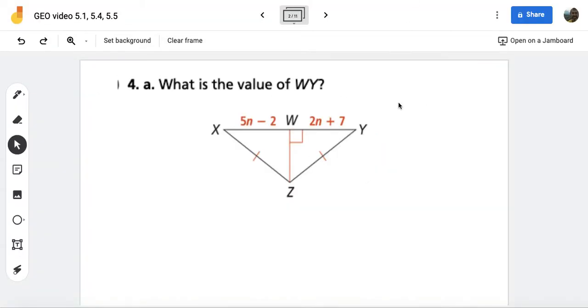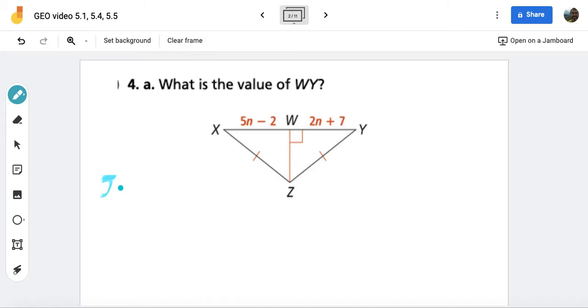I'm going to do it right here. This is a similar situation. We have an isosceles triangle with a perpendicular segment here. So we know for an isosceles triangle, the perpendicular segment is going to break into two congruent parts. So we know these two expressions must be equal to each other. So here, let's write that down.